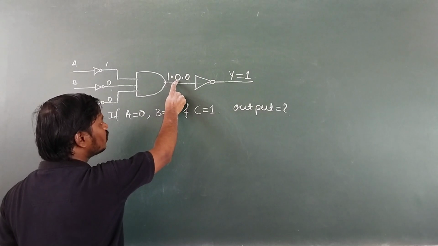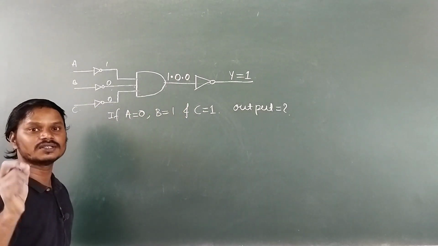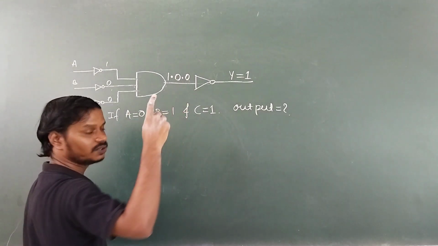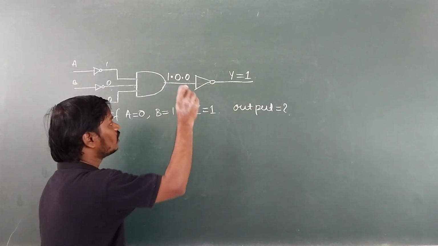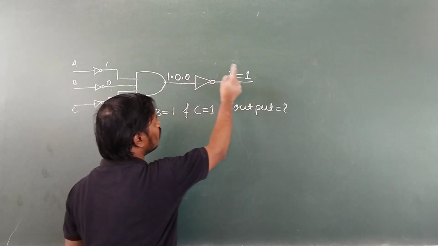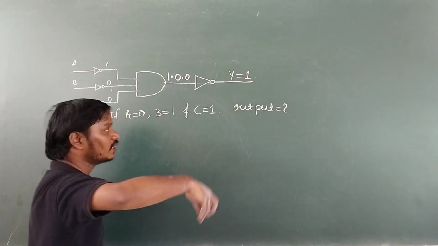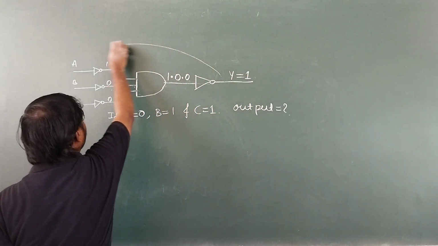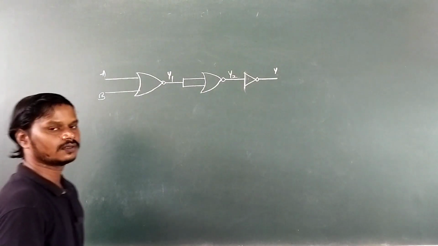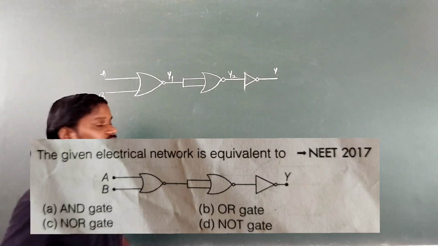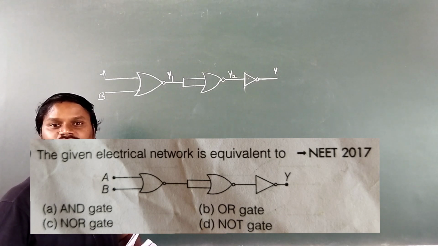Then 1 and 0 is 0. Then 0 and 0 is 0. Then 0 is the input for the NOT gate. Then what is the complement of 0? Complement of 0 is 1. Hence the output of this combination will be 1. Output of this combination.